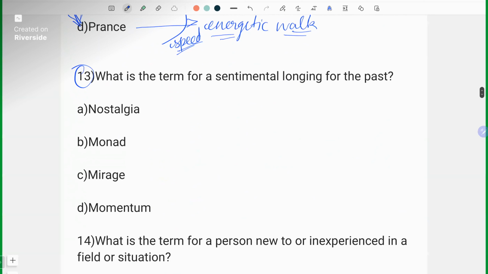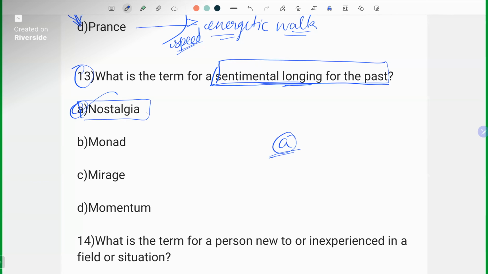Question 13. Sentimental longing for the past. Option A is the answer. Nostalgia means sentimentally longing for the past, cherishing the memories. Mostly it is used in a very positive way. The tone is positive, cherishing some very good memories in the past. When I say I feel nostalgic about this, I'm cherishing those past memories about that particular thing.